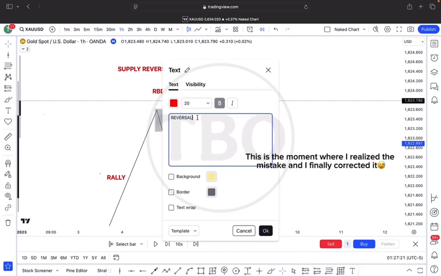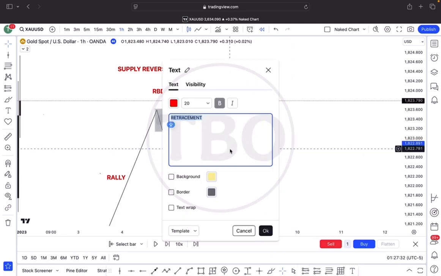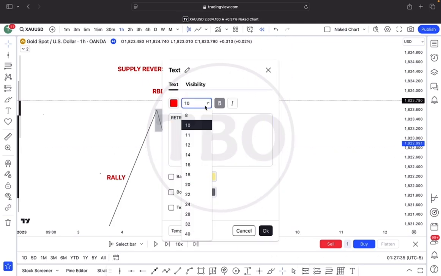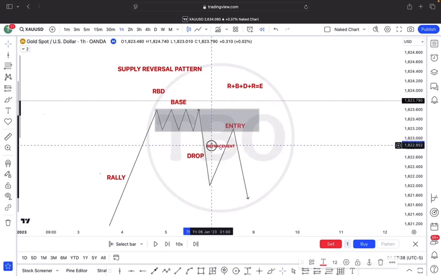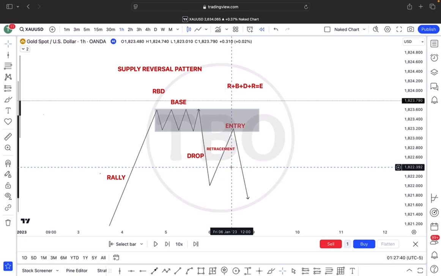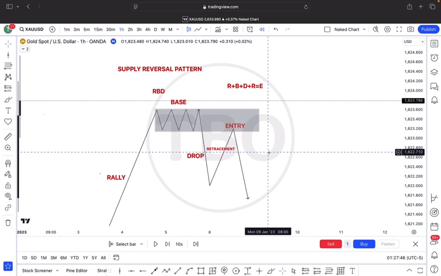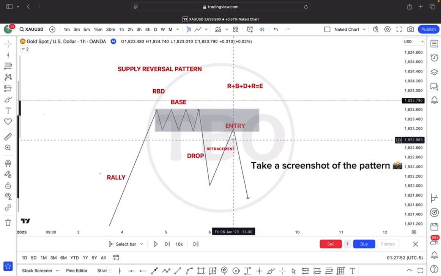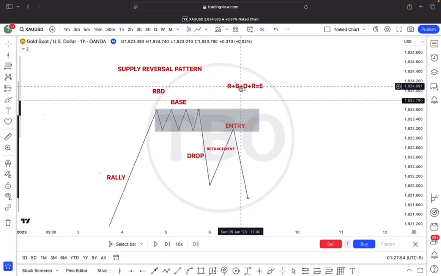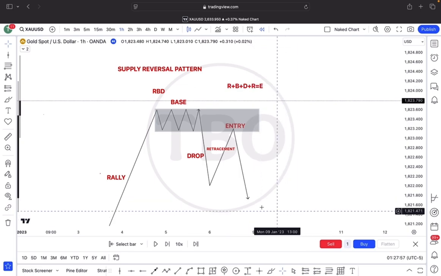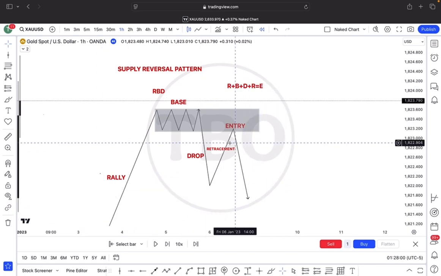Actually, let's change this to retracement, because this is already a reversal pattern. So really and truly, guys, it's retracement. That's the correct word. Nobody's perfect. So yeah, I just corrected myself. So the rally, the base, the drop, the retracement, and entry. So rally plus base plus drop plus retracement equals entry. Simple as that. Now let's get into some examples.